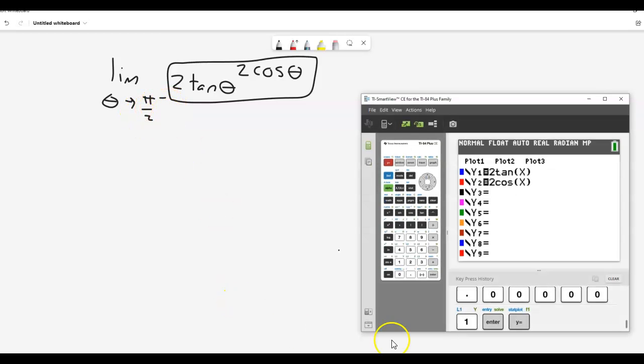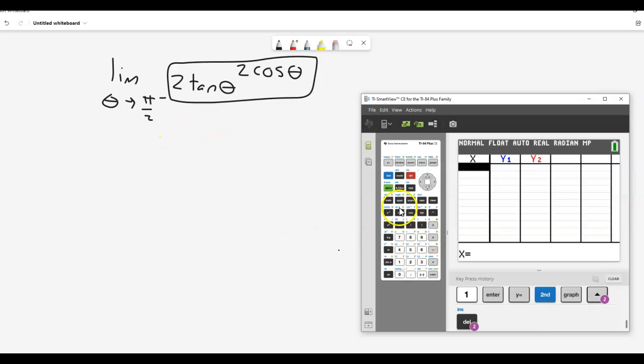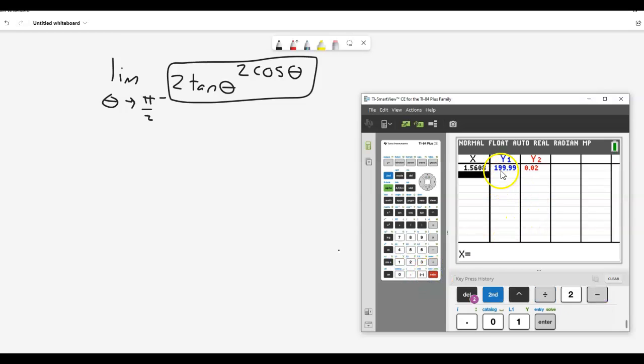So what I'm going to do is, I've already put these in here like this. For my y1, I'll just put in the base here, and for y2, I'll put in the exponent. Then I'll see what's going on as I get really close to pi over 2 from the left. The first thing I'm going to do is put secant of pi divided by 2, and I'm just going to subtract a really small number like 0.01. I can see that my base is already at almost 200, and my exponent is at around 0.02. It's very close to 0.